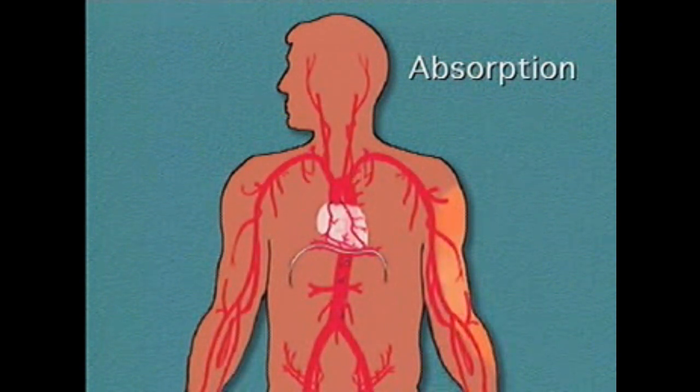Another route of entry for hazardous chemicals is absorption through the skin. Without proper protection, chemicals can penetrate the skin and enter the bloodstream, causing very serious effects.